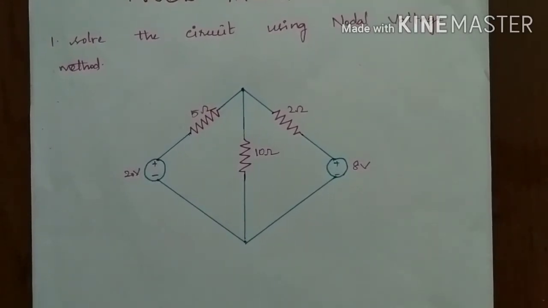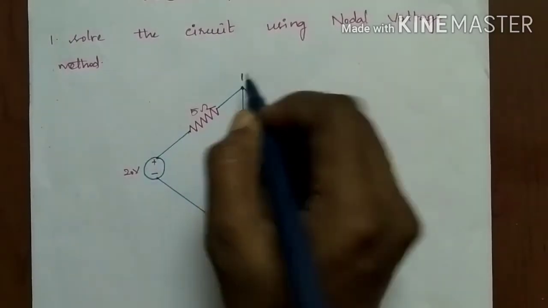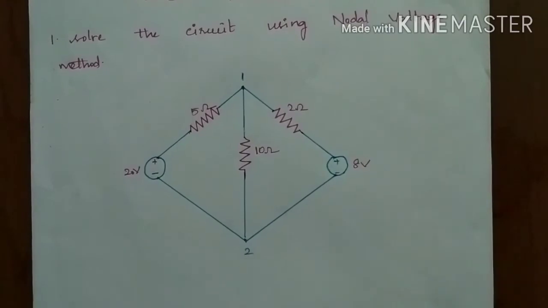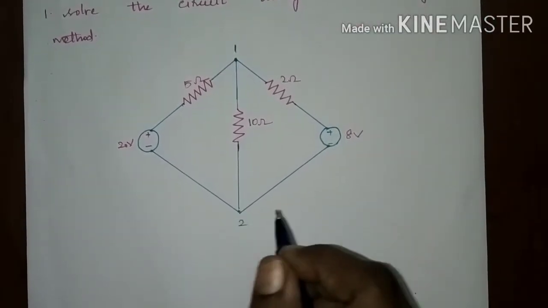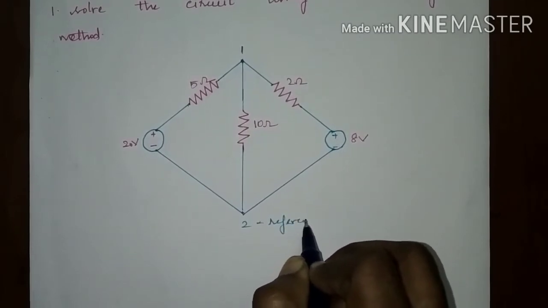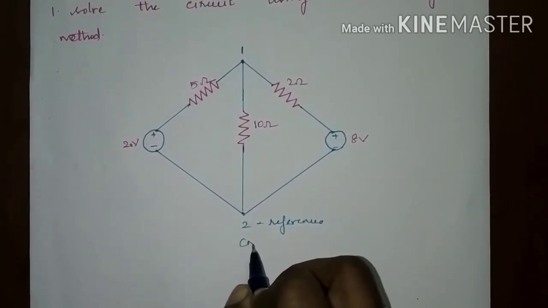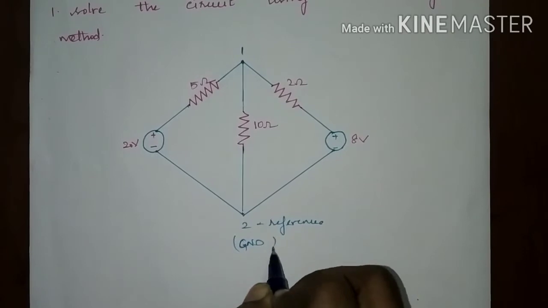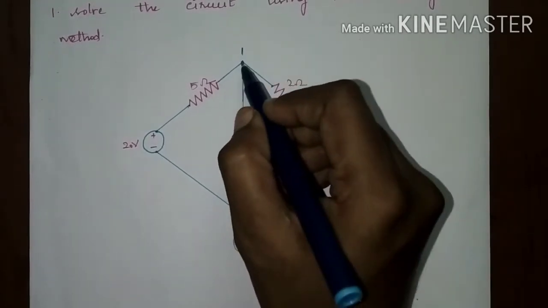So, this is a network having two principal nodes. Assume this as principal node 1 and this as principal node 2. I am taking the second node as a reference node. The reference node must be grounded, so it is ground. This is principal node 1.